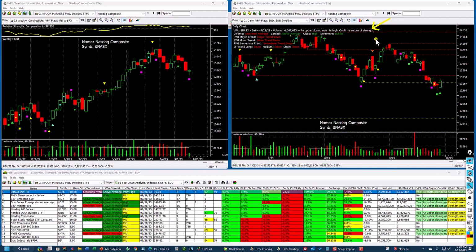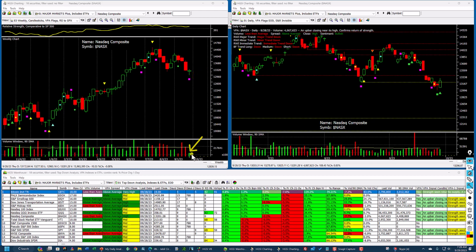Yes, I did. So I mentioned this in the prior video. We have an up bar closing near its high, which is a sign of strength. This is a confirmation of the strength coming in the prior day. If you look over here at the weekly chart, you can see we're getting a low volume test on here. And look how low the volume has been through 4 days this week.